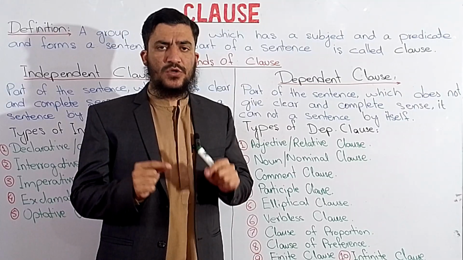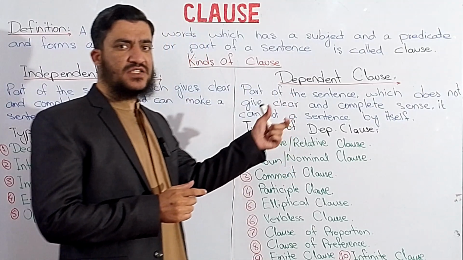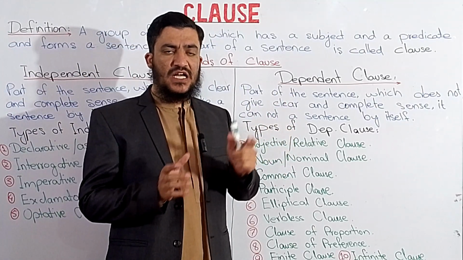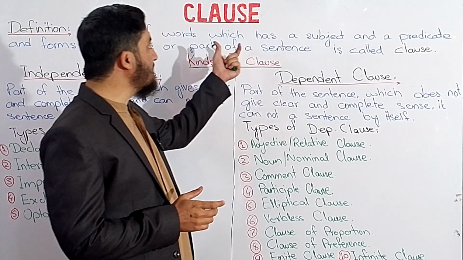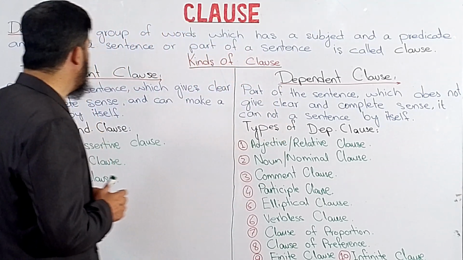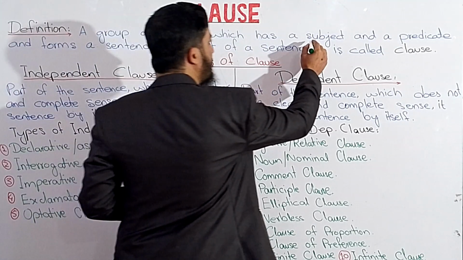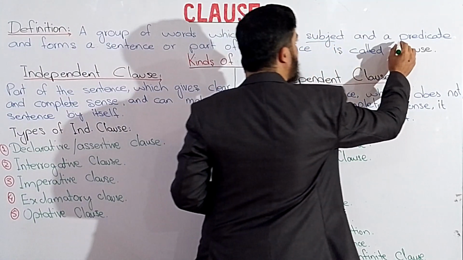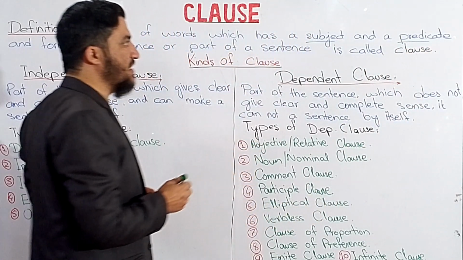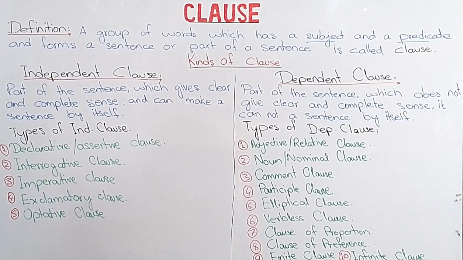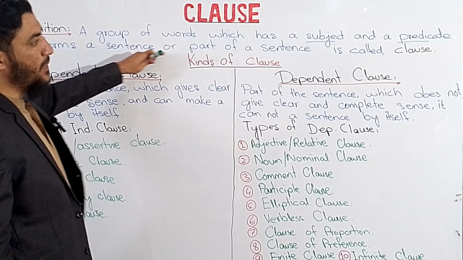So dear students, now we'll understand what a clause is. Before this, we understood a phrase and its types. Now we'll look into the clause. Look, a group of words which has a subject and a predicate, which has a subject as well as a predicate, meaning the object and the complement as well, and forms a sentence or a part of a sentence is called a clause.